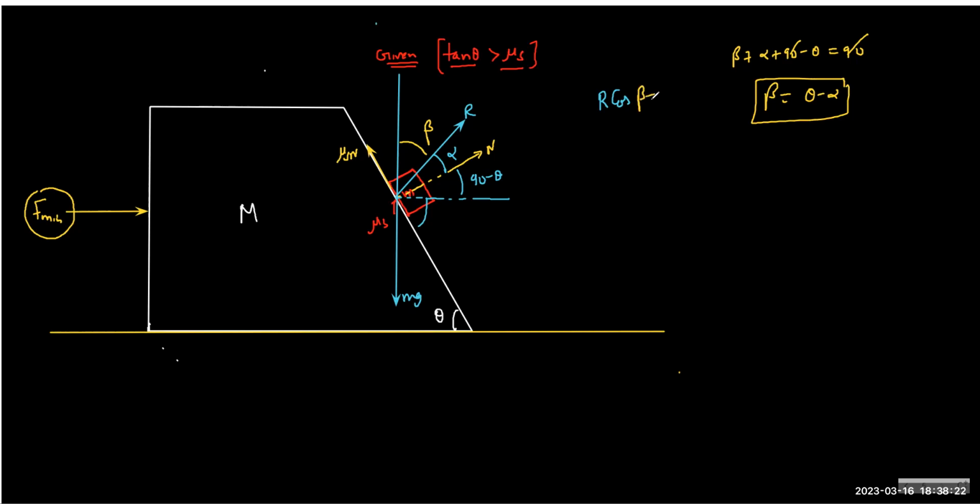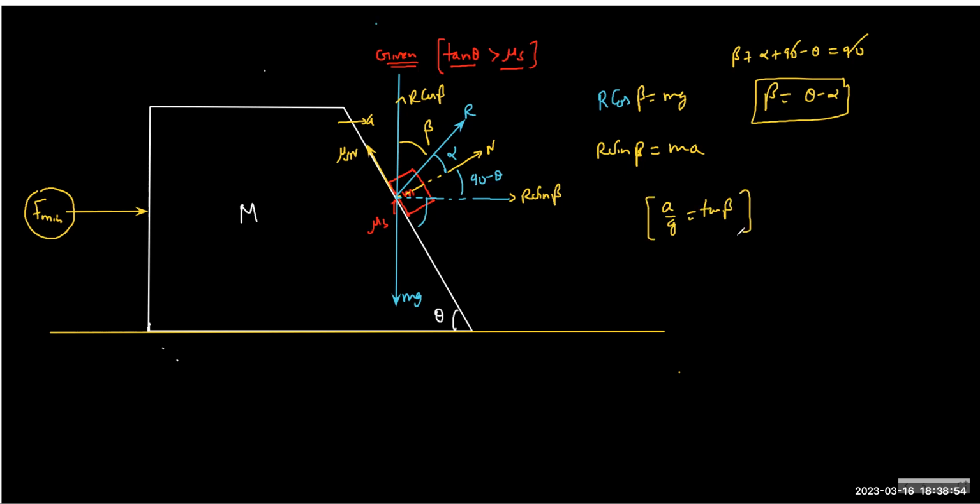So R cos beta is balancing mg, isn't it? So what is R doing then? R sin beta is giving the block acceleration, the same as the wedge, right? This is R sin beta. This is R cos beta. Yes, and we are done. A by G equals tan beta.